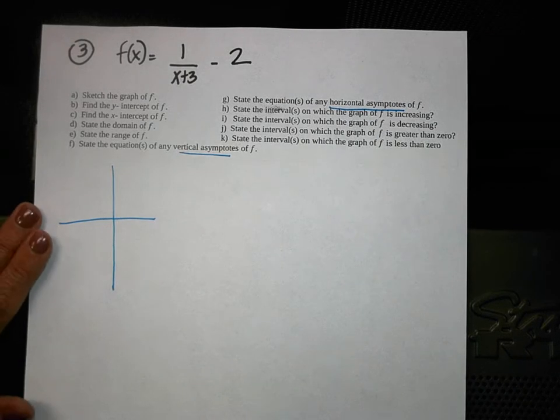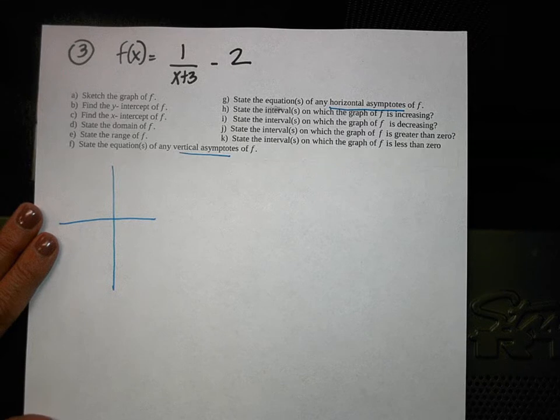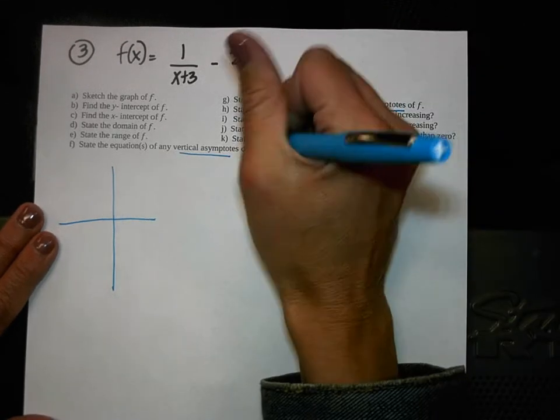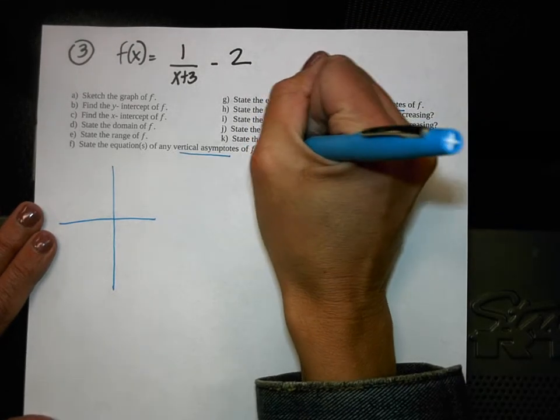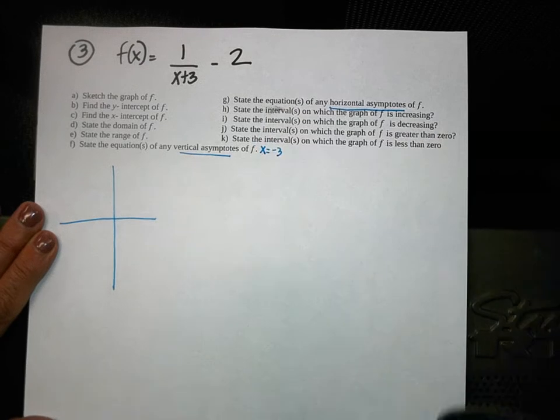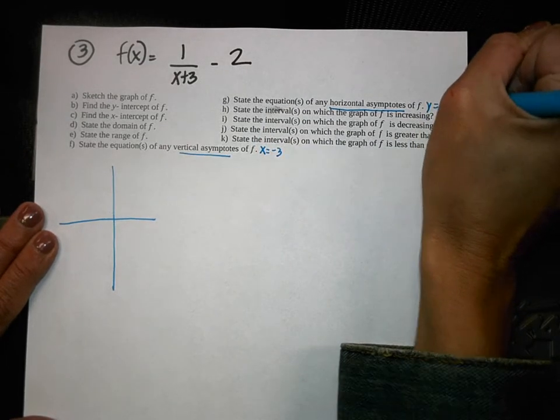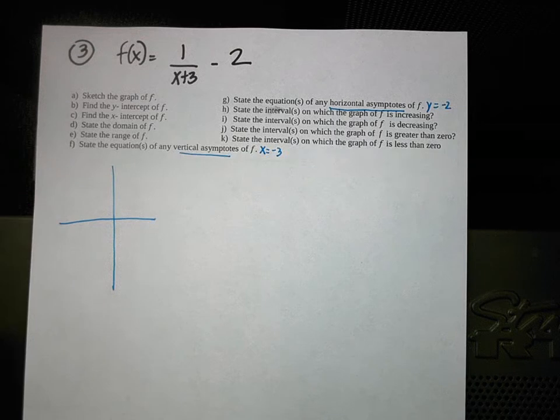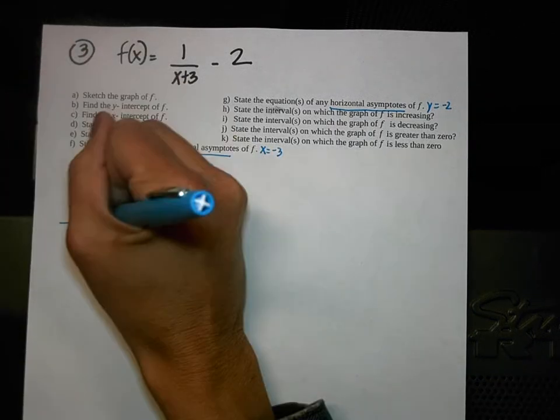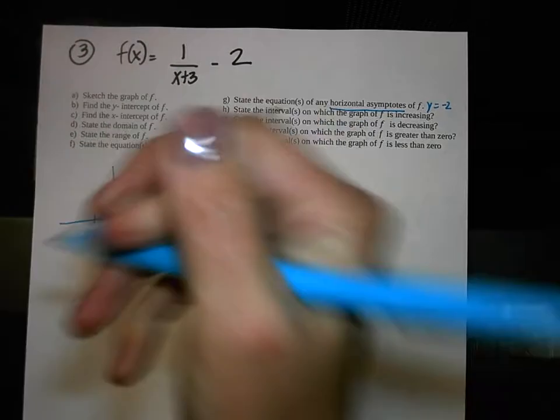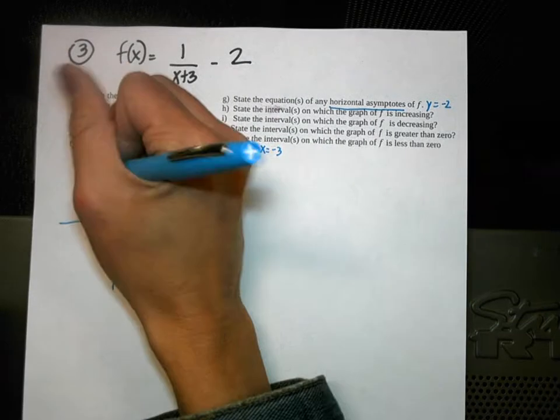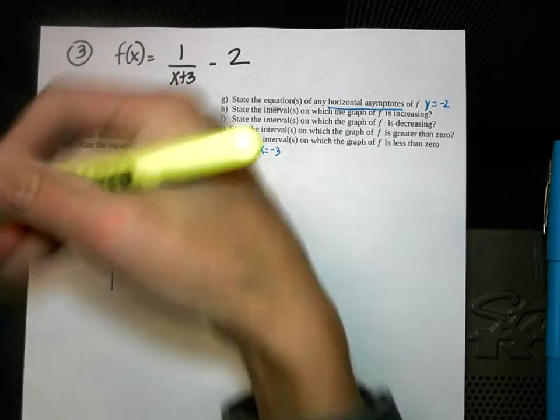What are my vertical asymptotes? Very good. So this is going to be x equals -3 for my vertical, and my horizontal is y equals perfect. And so we're going to go on our graph, and we're going to go to x equals -3, and we are going to make our asymptote there. I'm going to do this with a highlighter.